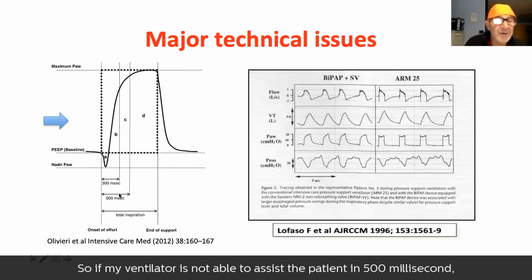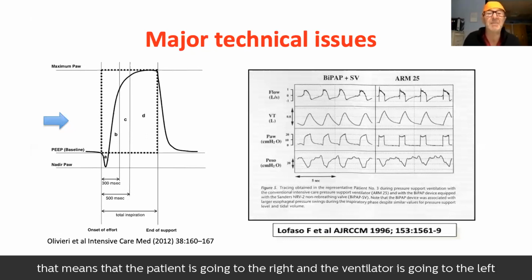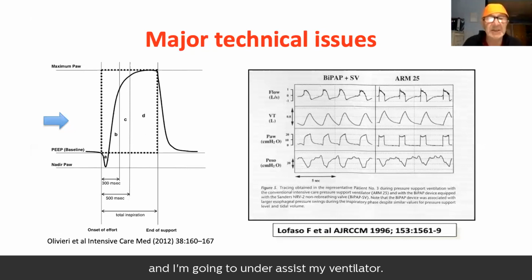So if my ventilator is not able to assist the patient in 500 milliseconds, that means that the patient is going to the right and the ventilator is going to the left. And I'm going to under-assist my ventilator. So the performance of the ventilator is very important.